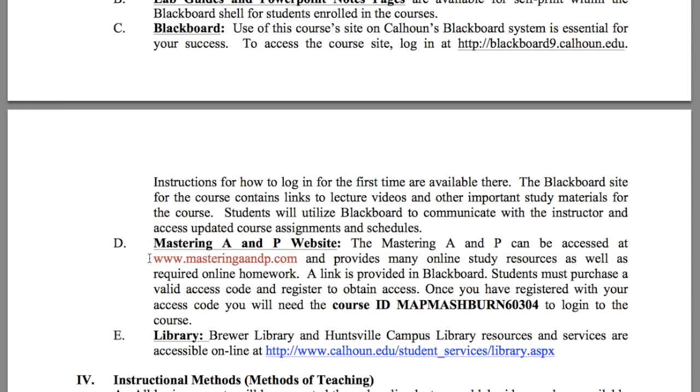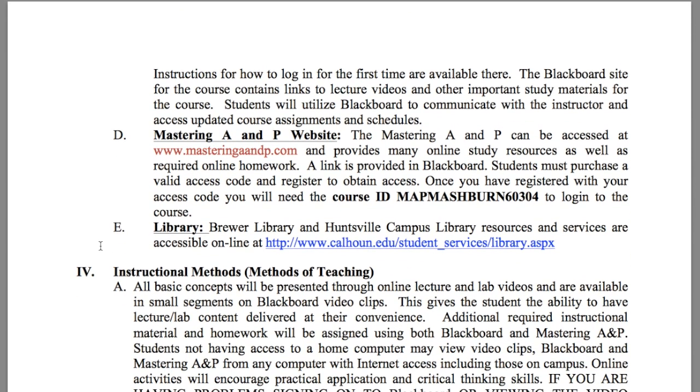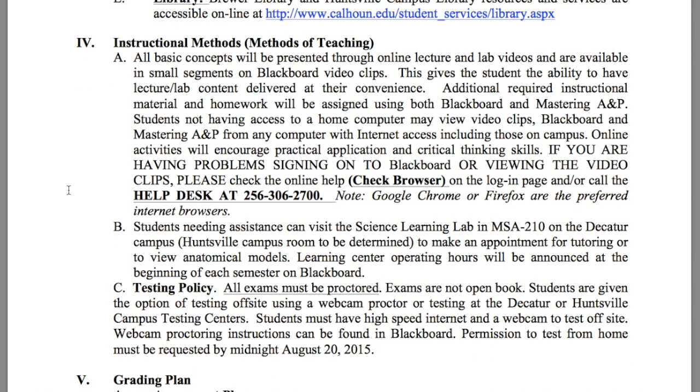So for this course, you have an online homework component that's in Mastering. So when you go into the Mastering website to log in, it's going to ask you for a course ID. Your course ID is going to be located in the syllabus. Okay, so make sure you look for your course ID. That's what you'll put in to find my course in Mastering.